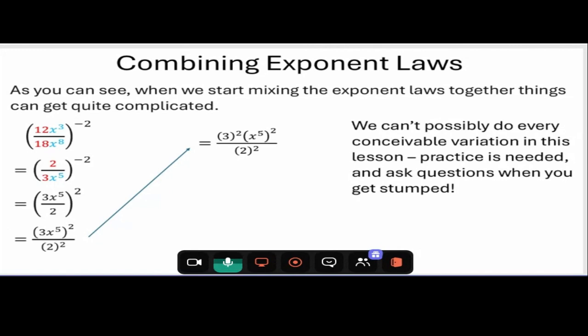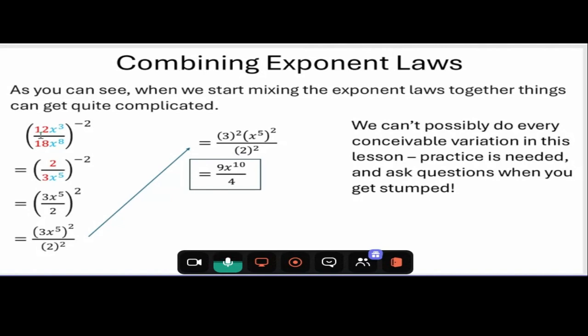Okay, now let's just work all this out. 3 squared is 9. A power raised to a power, you multiply: 5 times 2 is 10. And on the bottom, 2 squared, that's 2 times 2, 4. Whoo, so you see, right?